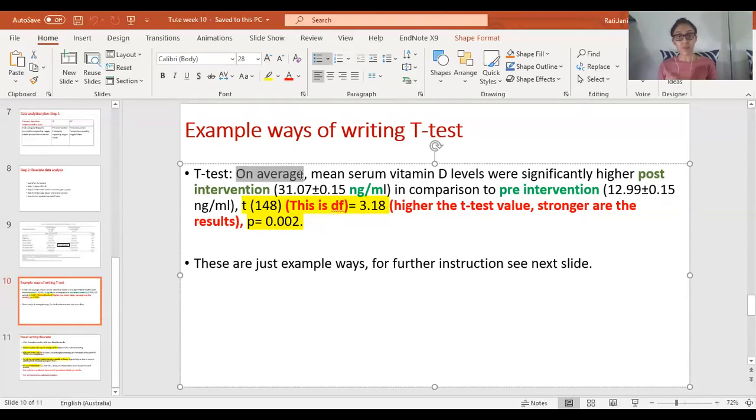Okay, that is something which comes out in the SPSS output, and mean is nothing but average. So in colloquial terms, you would call mean average. So on average, mean serum vitamin D levels were significantly higher post intervention, and see the mean and standard deviation which I have reported along with the unit values.